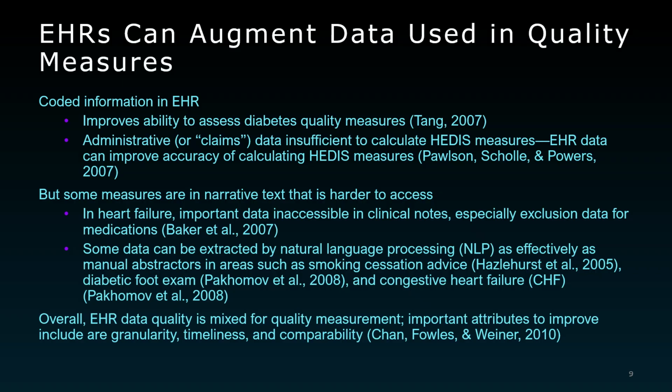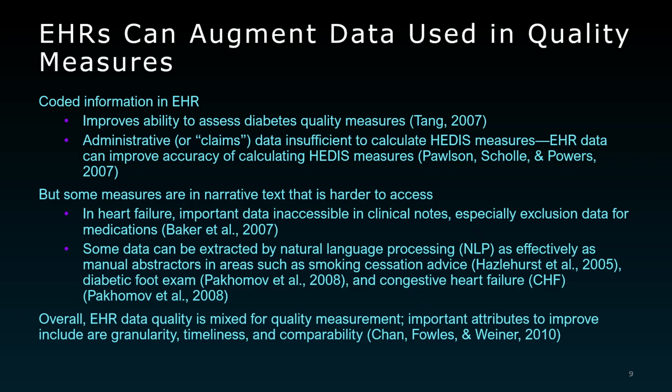On the flip side, using only administrative or claims data isn't enough. If you want to calculate HEDIS measures, the Healthcare Effectiveness Data and Information Set, you need the richer clinical data that EHRs provide. So EHR data can improve accuracy for calculating HEDIS measures and metrics like disease-specific mortality. But here's the catch. Just having an EHR doesn't guarantee that the data inside is usable for quality reporting. A lot of what gets documented is narrative text, clinical notes that aren't easy to extract or analyze.